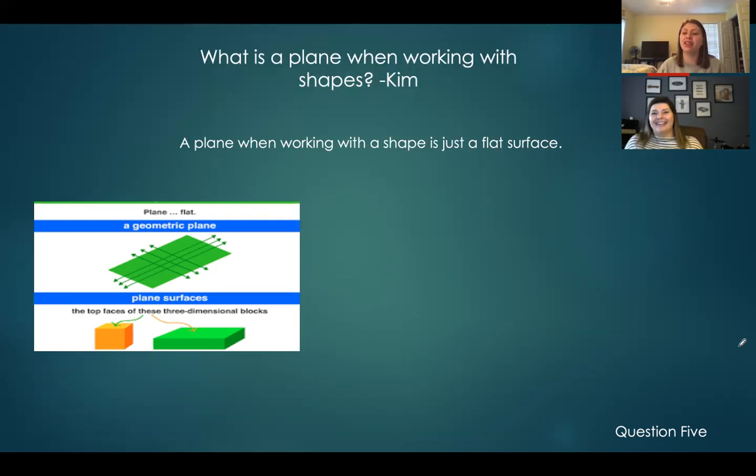No, and I definitely feel like in a classroom you could have shapes to show. You could have a circle and just ask, does this have a plane? You know what I mean? Be like, no, because it's circular. It doesn't have a flat surface.